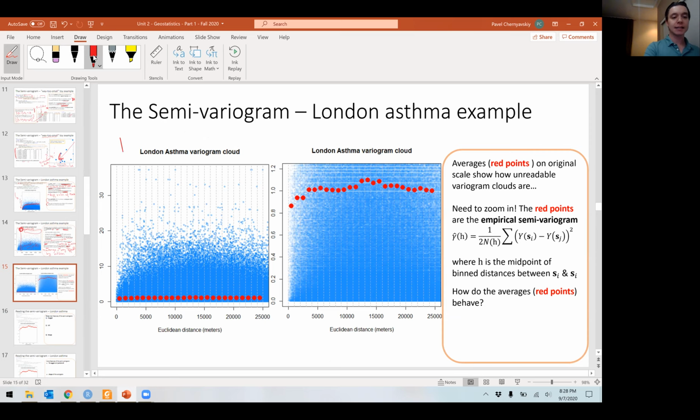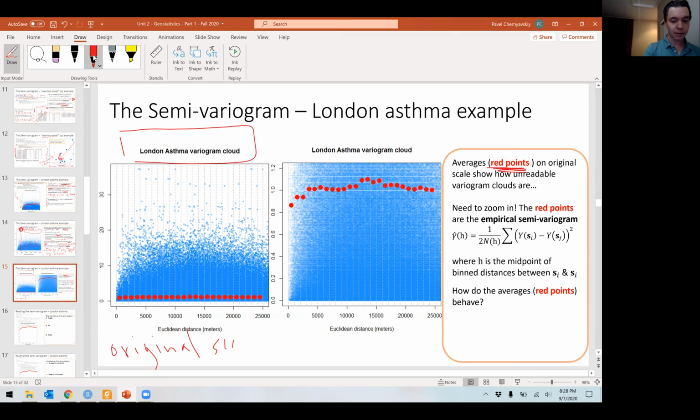Here, the averages are the red dots, and I've done this manually. I divided my 25 kilometers into 25 bins, and I now plot the average dissimilarity at the middle of each bin. On the left is just the original scale. So we have to zoom in, right? It shows you just how much data is underneath the average. So when I zoom in, I'm now producing what you would more frequently see as the official variogram. Here are the red dots, my average dissimilarities inside each of my 25 bins.